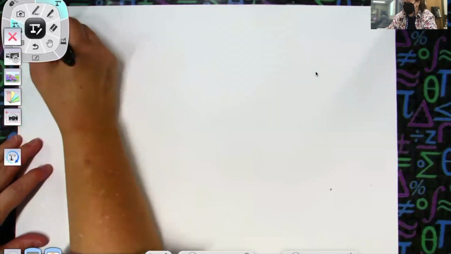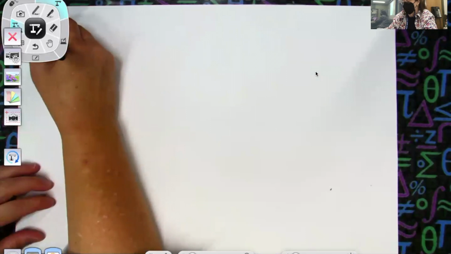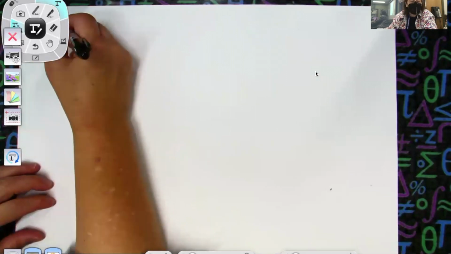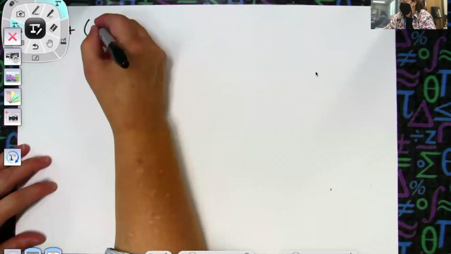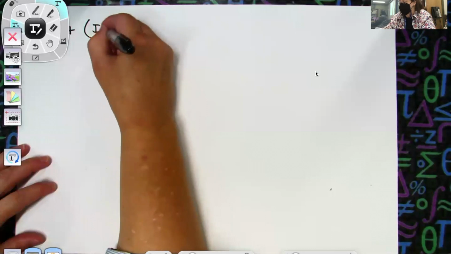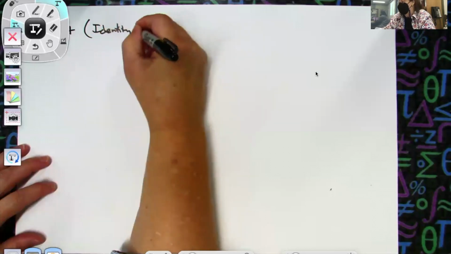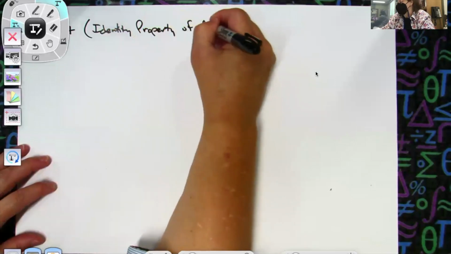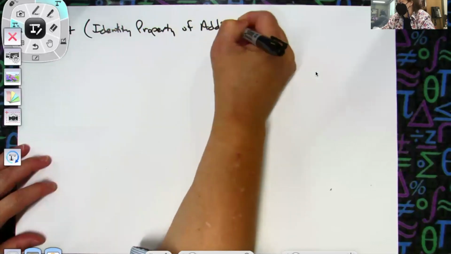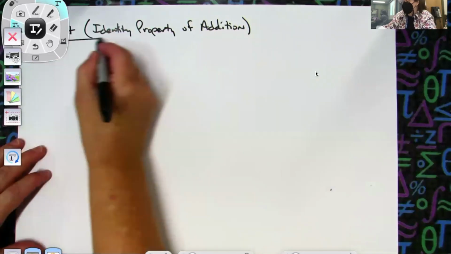Okay, we've got 2 more that are in this section. Now I'm going to write down the shortcut abbreviated form of this. I'm going to write down ID plus, because that's going to be my property. Let's write out the full name, though, just so you have it. This is referring to the identity property of addition.